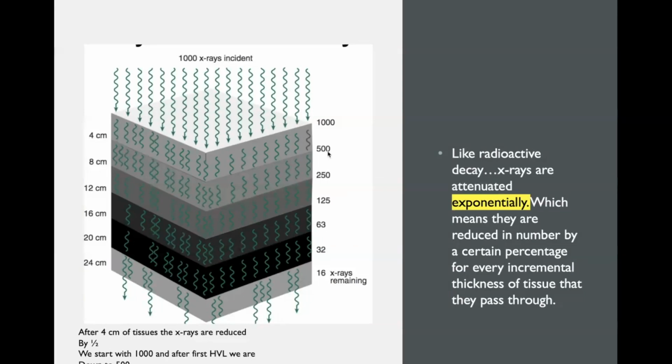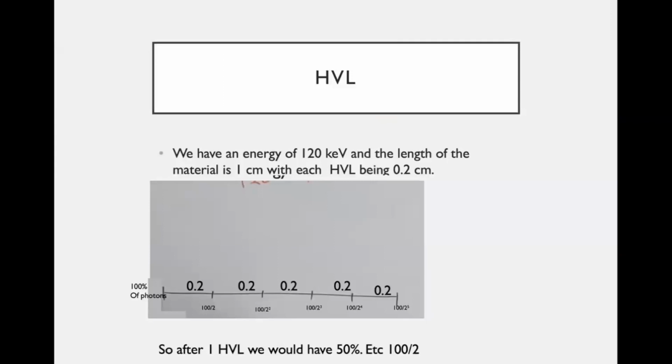So like radioactive decay, X-rays are attenuated exponentially, which means they are reduced in number by a certain percentage for every increment thickness of tissue that they happen to pass through. So if we have an energy of 120 keV and the length of the material is 1 centimeter, and each half-value layer is 0.2 centimeters, okay? So after one half-value layer, we would have 50%. After 2 half-value layers, we would have 25%, etc.